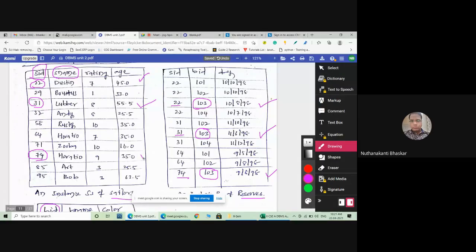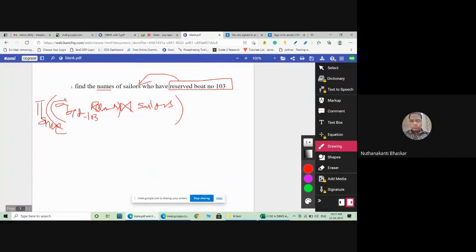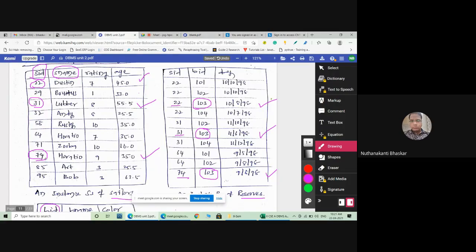This and this will be joined because there is a common SID. Are you clear? Join up to this, like this you have to do it. Up to this, these three records will come out. Yes or no?